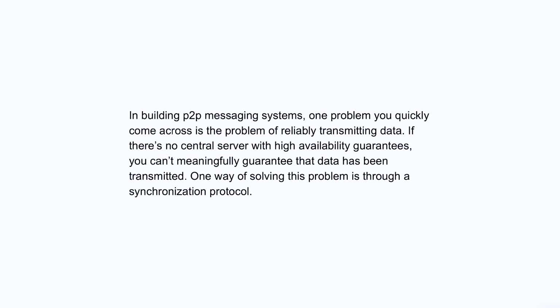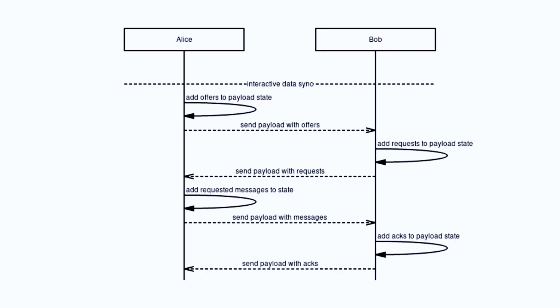As said, one of the problems you see in P2P messaging is reliably transmitting data. If there's no centralized server, you don't have the guarantee that a message will ever arrive. You don't have this availability. One way of solving that, as said, is through a synchronization protocol. The protocol I've been working on is called MVDS, minimally viable data sync. Minimally viable because it doesn't yet achieve everything we need, but it achieves enough that we could get it into the V1 Status application, and we already have more reliable message delivery than before.